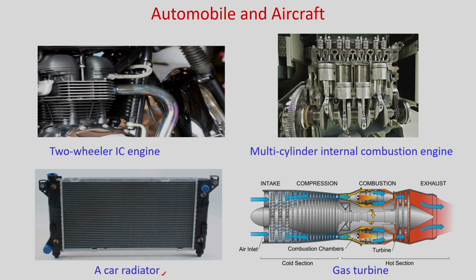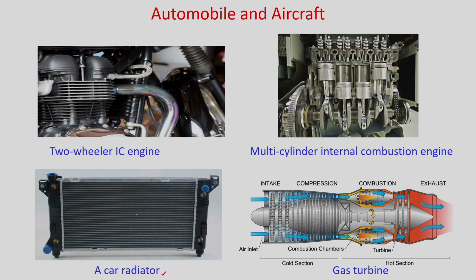Once the hot cooling fluid comes out from the engine, it is passed through this radiator, and in this radiator you can see there are multiple fins and it is placed in front of the car. When the car moves, air will pass through these fins and it will be cooled, and when this hot cooling fluid comes out, it will become cold. So, this is one example of convective heat transfer.